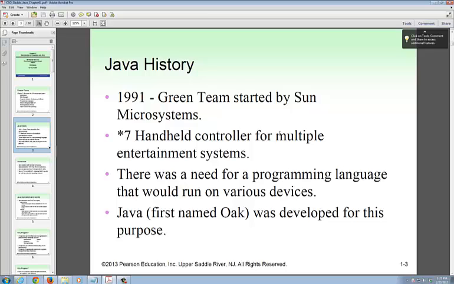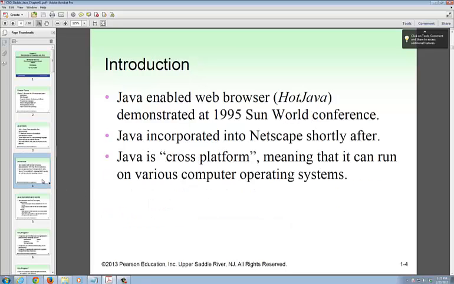What's another term for a computer program? Another term for a computer program is software. You could develop software, in other words, application software. These are terms that you will see used synonymously. Cross-platform means that you can run on various operating systems as well.